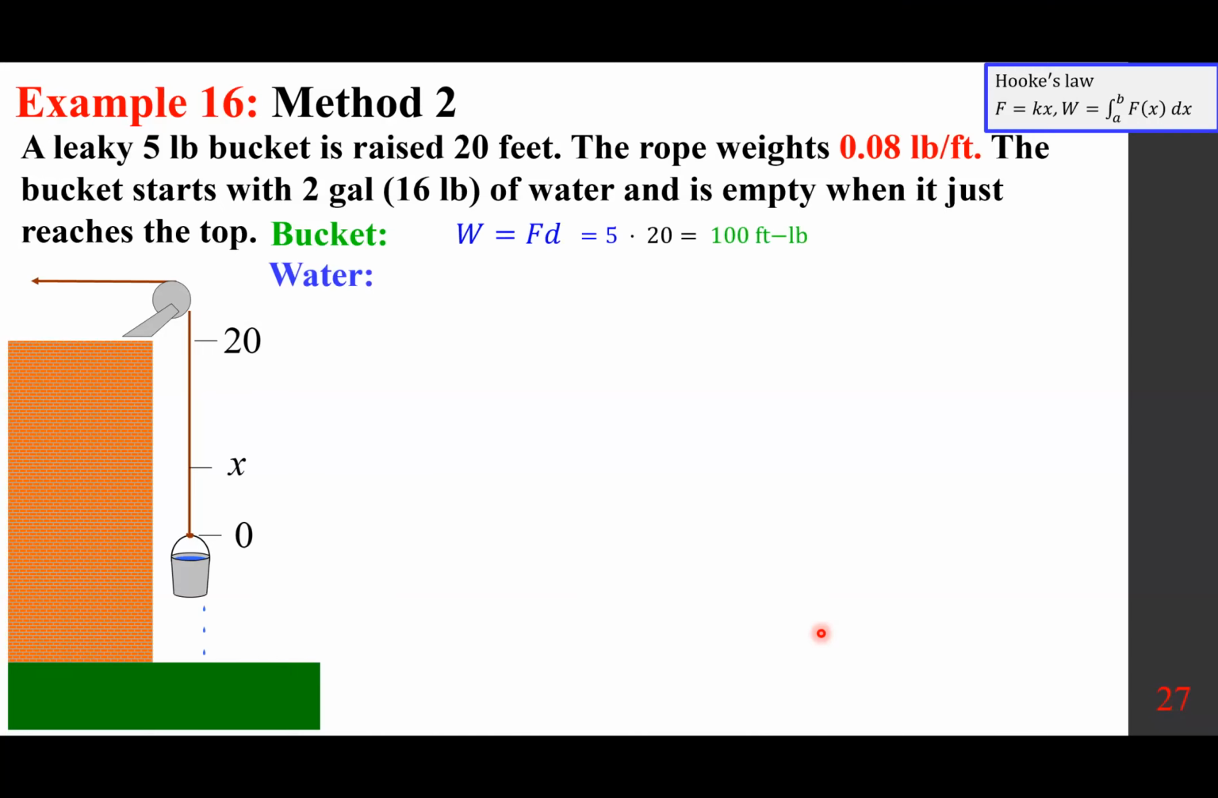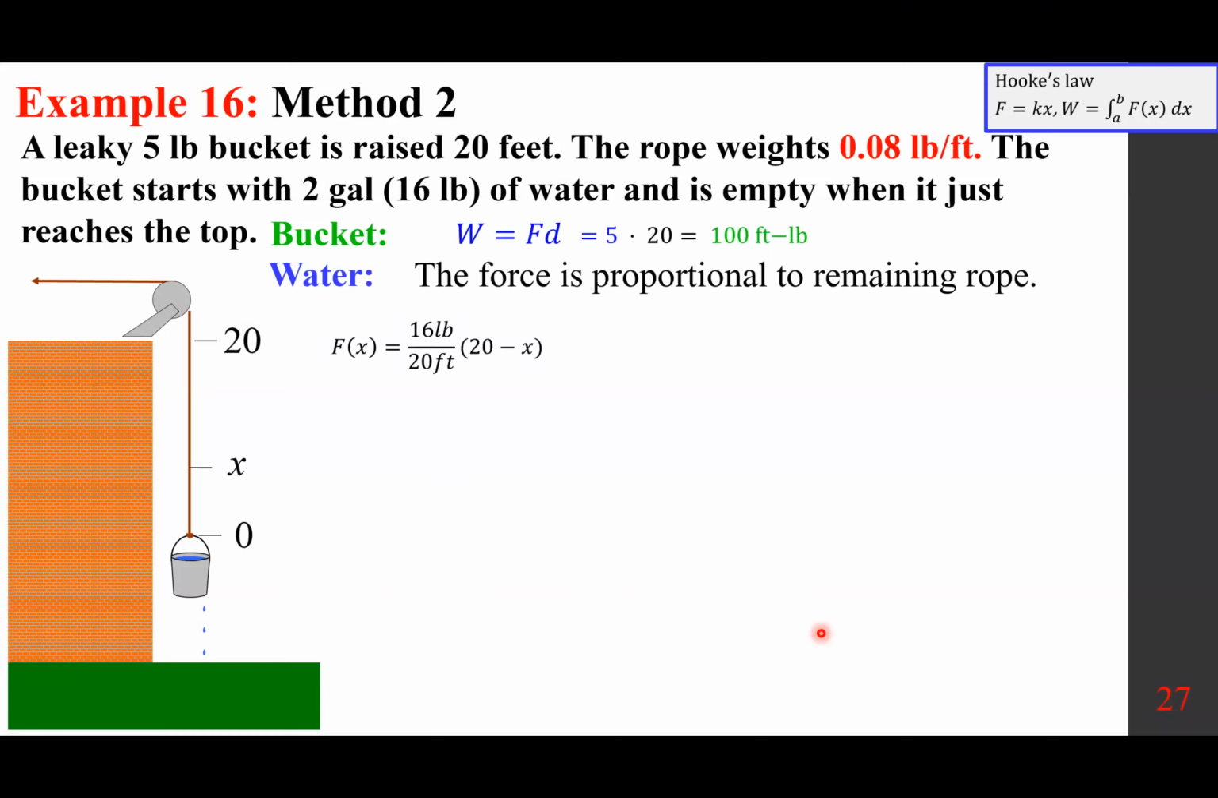As far as the water is concerned, the force is proportional to the remaining rope. That part works the same for the rope, okay? And so we write down 16 pounds over 20. Remember that we had it on the previous page also. We ended up with 4 over 5, the linear density as we calculated before. This time, we multiply by 20 minus x, and when we simplify, it becomes 16 minus 4/5 x.